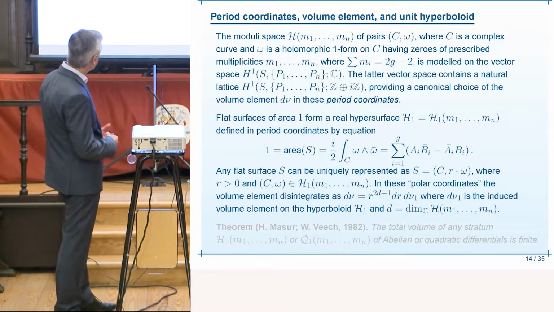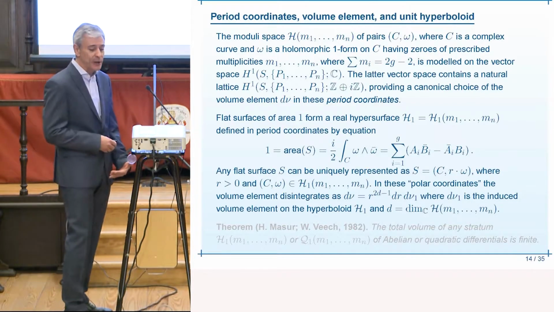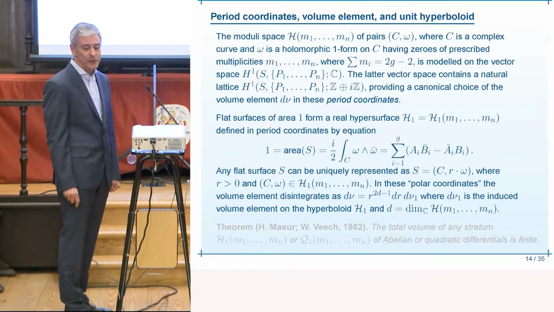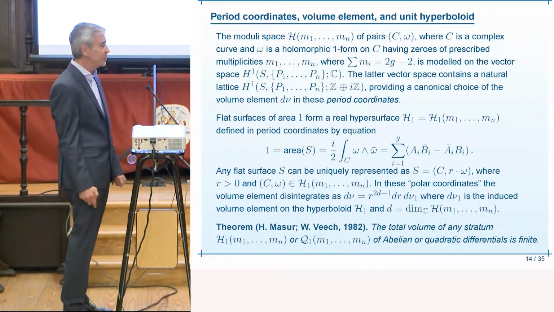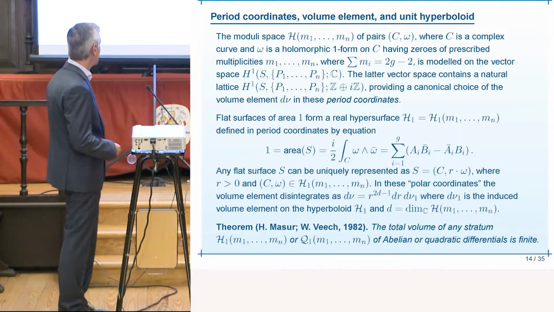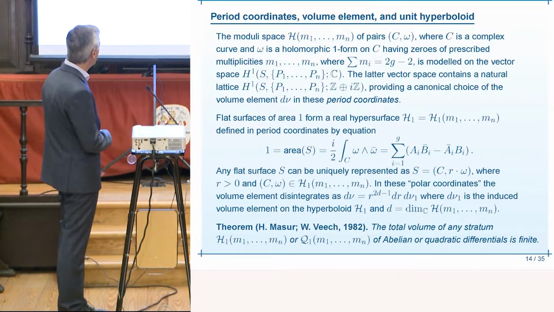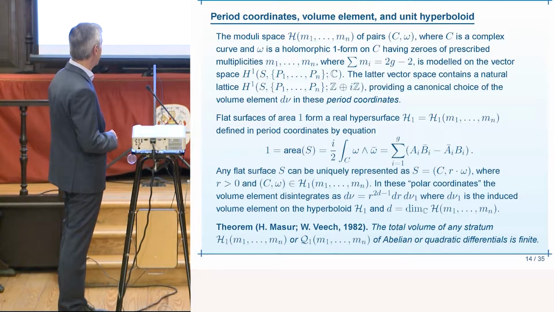When you have a volume form in the ambient space and the level hypersurface of some function, you get an induced volume form on this unit hyperboloid, and the volume of the corresponding unit hyperboloid with respect to the induced volume form would be the volume of the corresponding moduli space. It's called Masur-Veech volume, and the theorem of Masur and Veech says that the total volume of any stratum like this, of abelian, or similarly quadratic differentials, is finite.